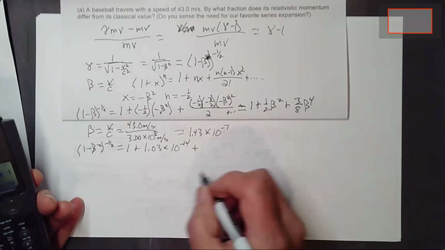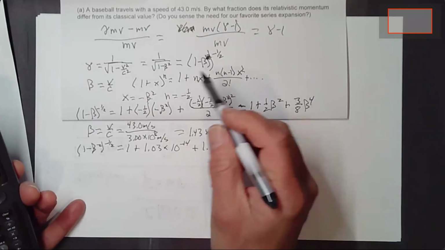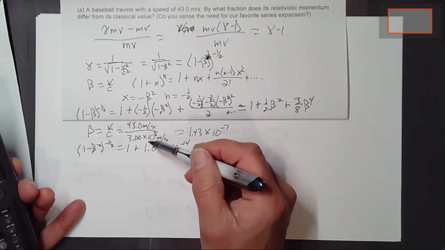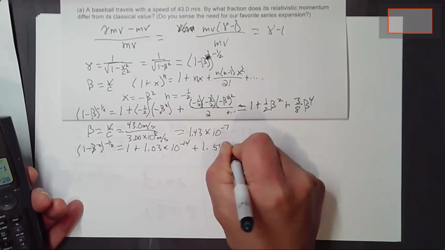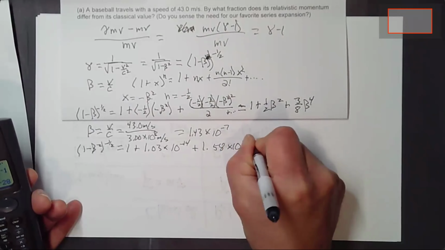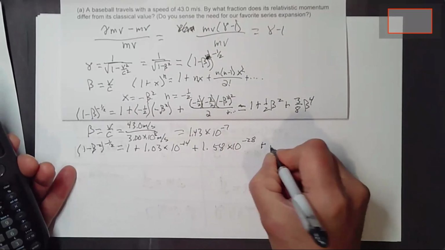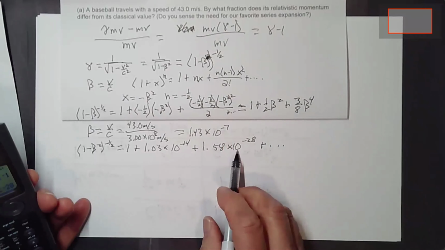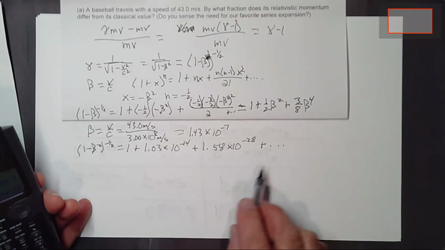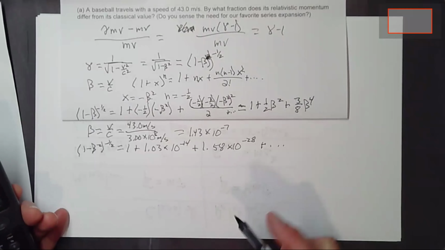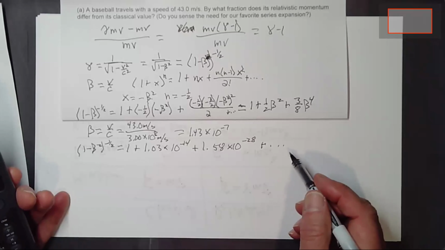Okay, for this next term, and these are all dimensionless, by the way, because beta is dimensionless. It's a speed over a speed. I would get 1.58 times 10 to the minus 28, okay, which is not much. However, these terms are going to keep dropping by a factor of 10 to the minus 14th about every time we do them, or maybe 10 to the minus 13th. But anyway, they're getting really small really fast.